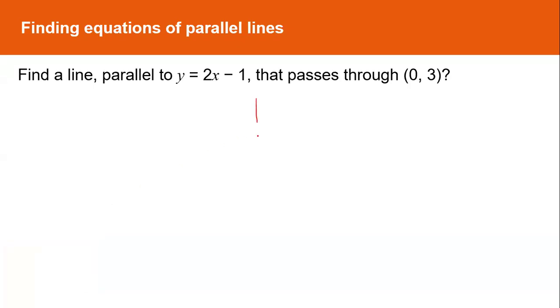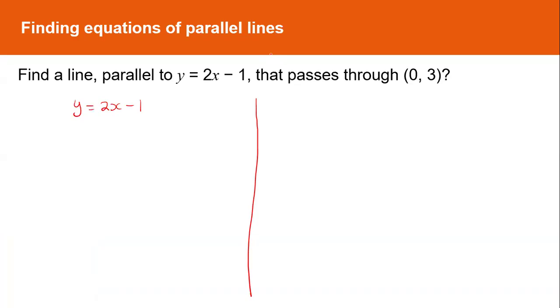So what do we do? The first thing you now know about parallel lines is that parallel lines have the same gradient. So the line they have given us is 2x minus 1. And members, through the chat, what is the gradient for this line they have given us?